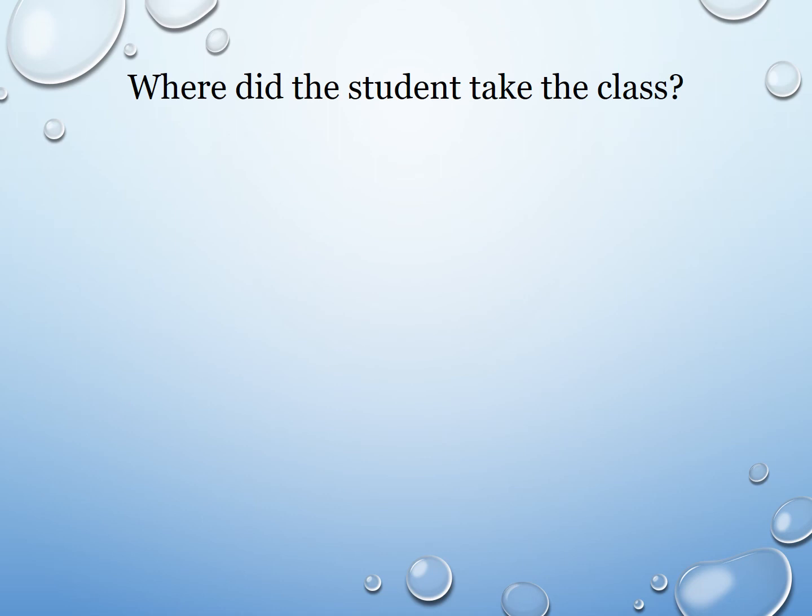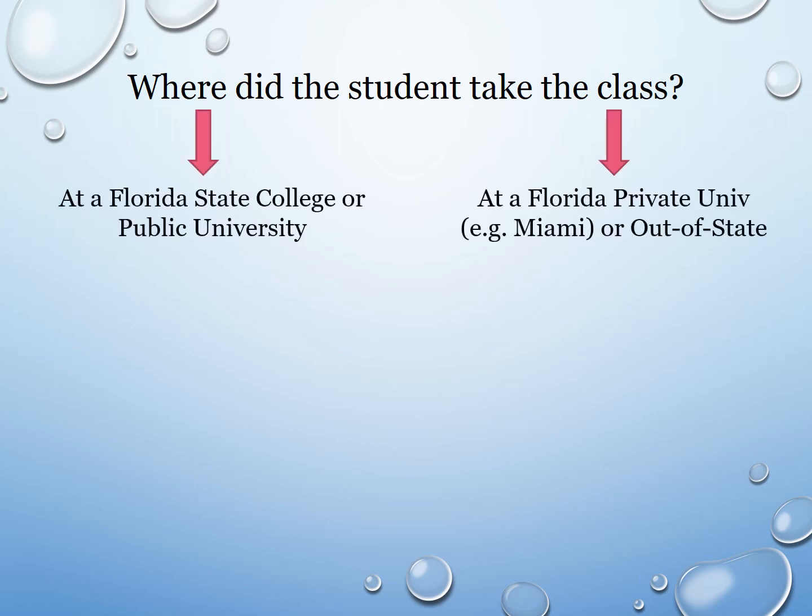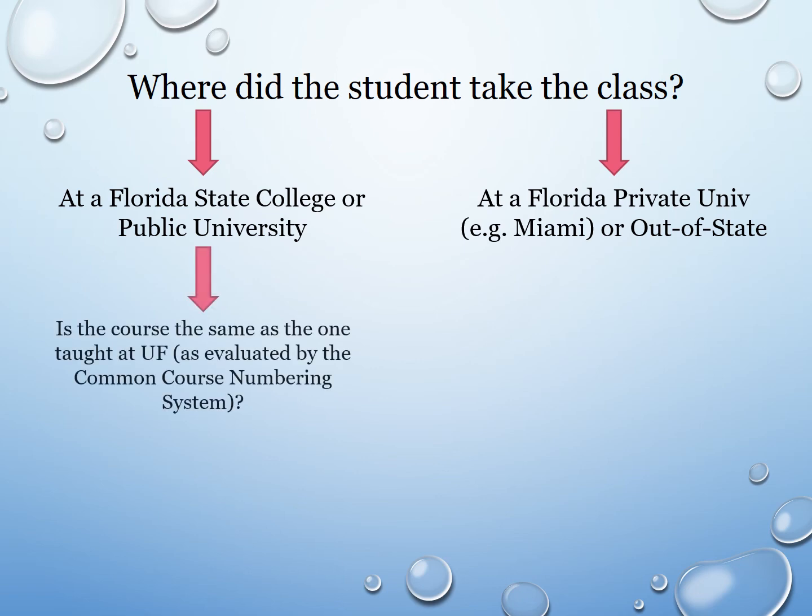So let's actually walk through this and see where this takes us. Again, I'm a visual aid person. I want to walk us through the possibilities of how this would work if you were working with a student. If you have a student preview, the first thing that you're going to check on the prep sheet is, where did the student take the class, right? If they took it at a Florida State College or public university, that's going to be on the left side. We're going to follow that track for a second.